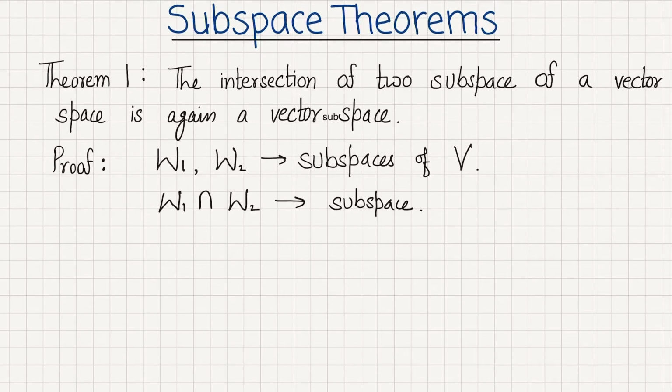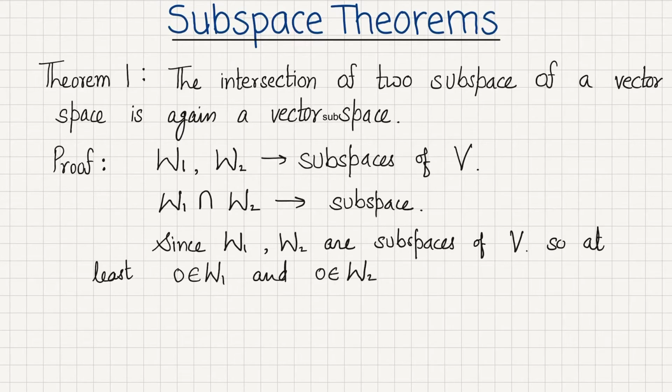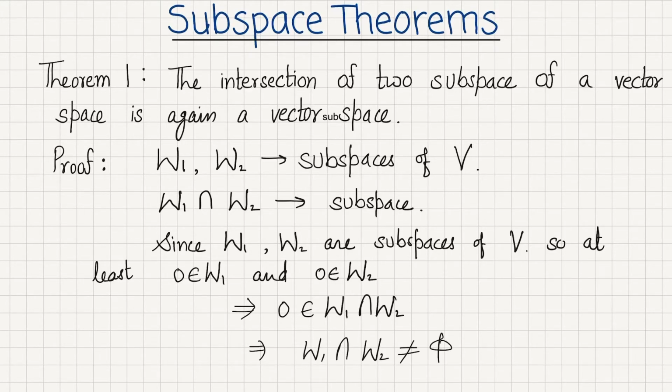And we know how to prove that a subset of a vector space is a subspace. So first we will see that this intersection is non-empty, because W1 and W2 are subspaces of V. So at least we will have the zero element in W1 and W2. So we can say that this 0 is in W1 intersection W2, so this intersection set is non-empty.